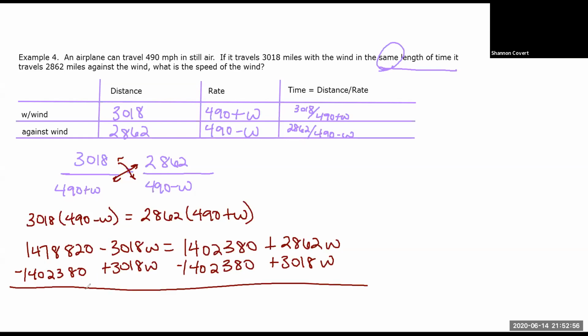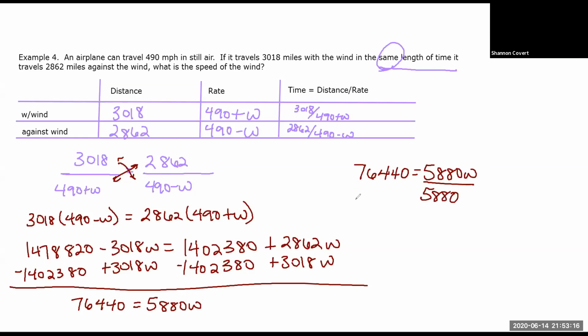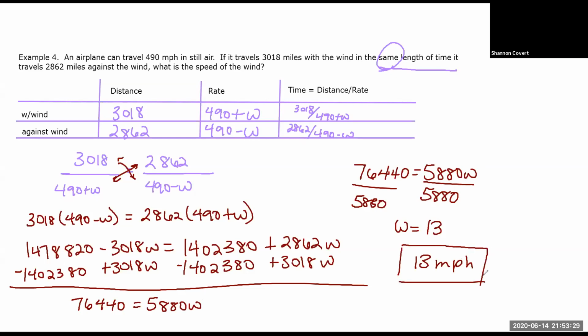On the left, that leaves me with 76,440. On the right, it leaves me with 5,880 W. I'll transfer that up here. 76,440 equals 5,880 W. Divide both sides by 5,880. And W equals 13. So the wind is traveling 13 miles per hour. And that's what it wanted to know: what's the speed of the wind?